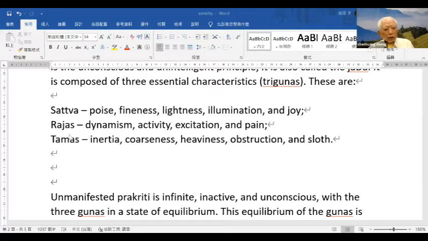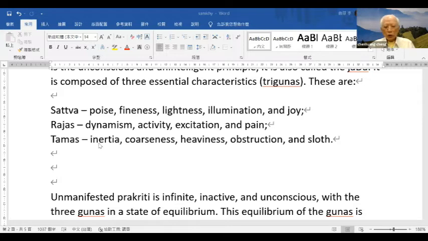And the rajas means dynamism, activity, excitation, and pain. Raja means we call a king as Raja. So rajas means dynamism. It has the power to order other people to do something. Activity, it is always active. Excitation and pain.